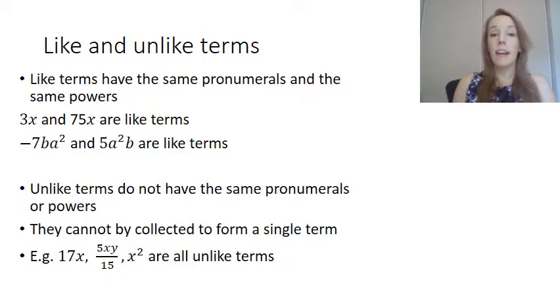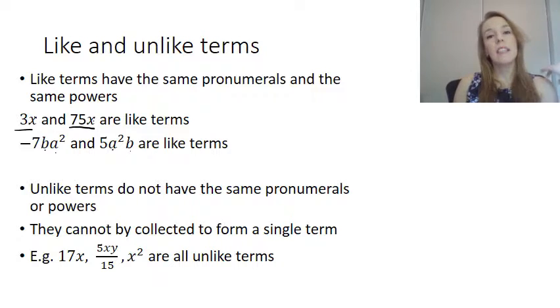Okay, so like and unlike terms. These are really important when we are doing addition and subtraction with algebraic expressions. Like terms are any terms that have the same pronumeral and the same power. You can see here 3x and 75x are both like terms. They've both got the same pronumeral x, and they've got the same power. Neither of them are raised to a power. Likewise, 7ba squared and 5a squared b are like terms. They both have a b, and they both have an a squared.